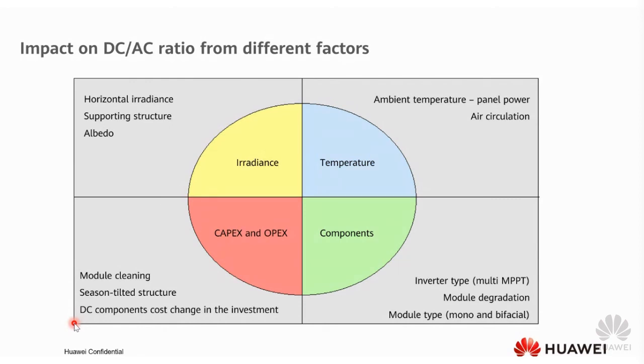But for example, if the module price is declining, as I mentioned, faster than other devices like the transformer station or the inverter or cabling or the structure, it can be estimated that the DC-AC ratio will increase at the same time. Also, there are seasonal tilted structures, so it means that some local people have to go on site and set the tilted structure, which is not automated, to a different angle.